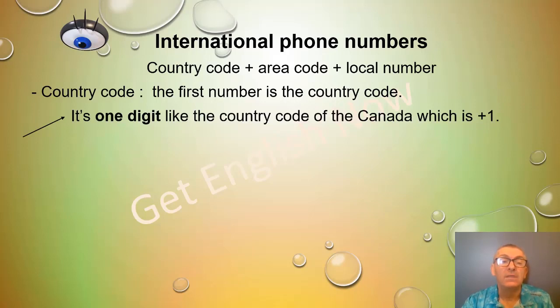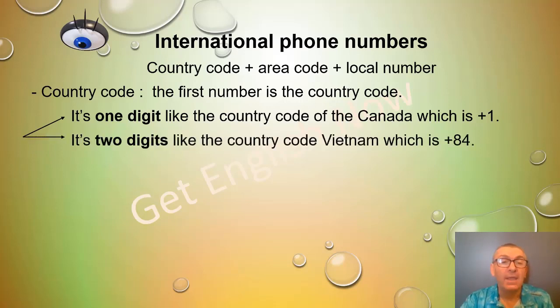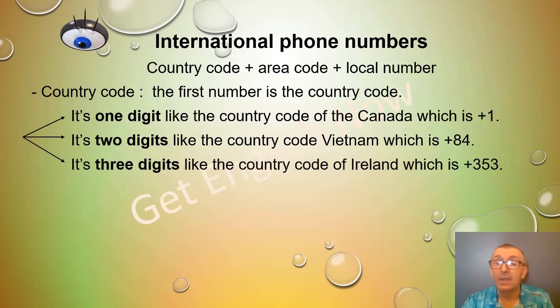Okay, it's 1 digit, like the country of Canada has +1. Yeah, it can be 1 digit, or it can be 2 digits, like Vietnam, where I'm from. It has +84, 2 digits for the country code. And smaller countries may actually have 3 digits. In this case, Ireland has +353. Okay, so a country code can have 1 digit, 2 digits, or 3 digits.